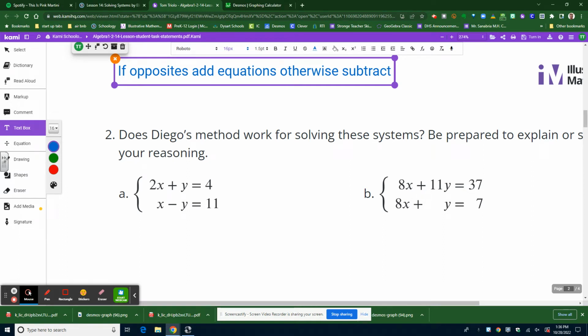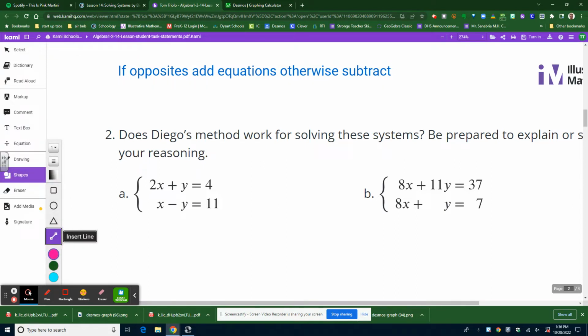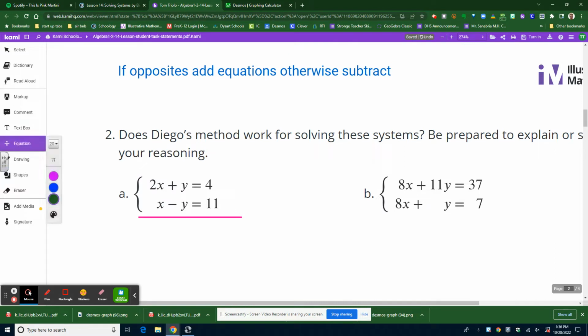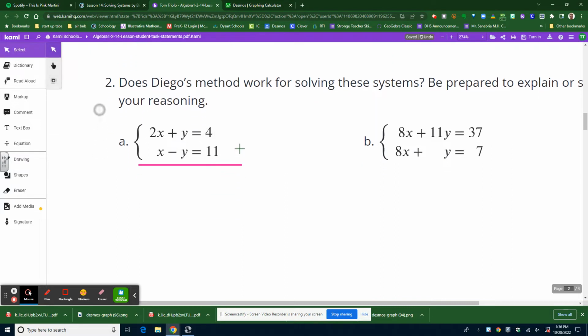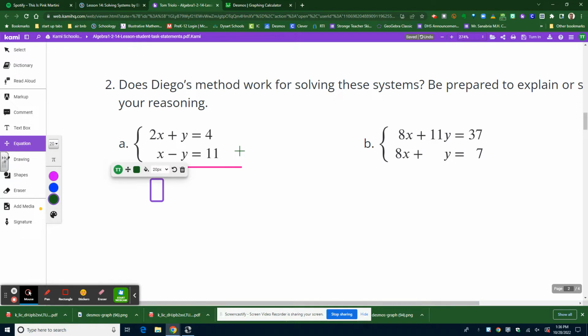Yeah. So, shapes tool, line tool. I'm just going to put a big old line here, and then I'm going to put a monster plus sign right here because we're adding these two together. Okay? So what do we get when we do that? How about it, Isabella? What happens when you add those two equations? What do we get? You got it. You had it before.